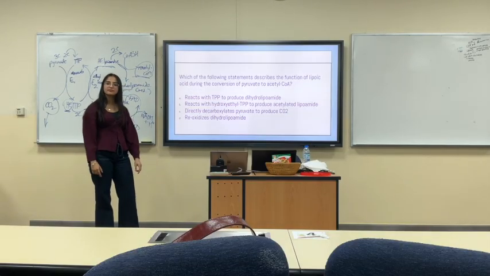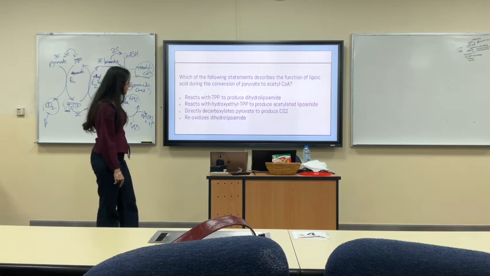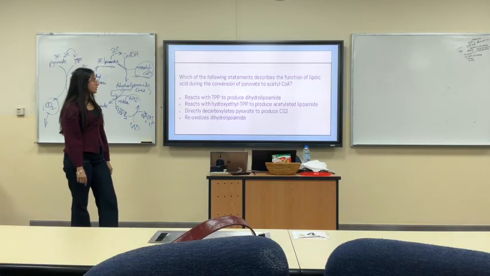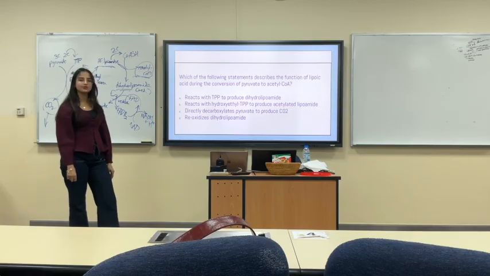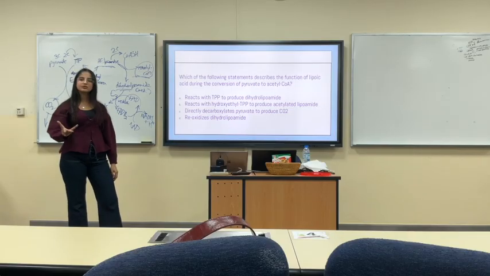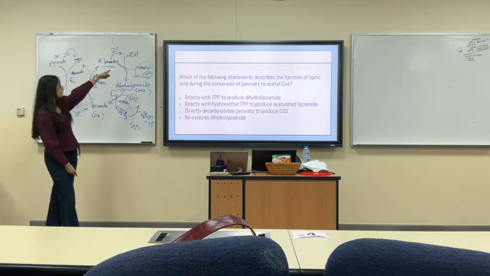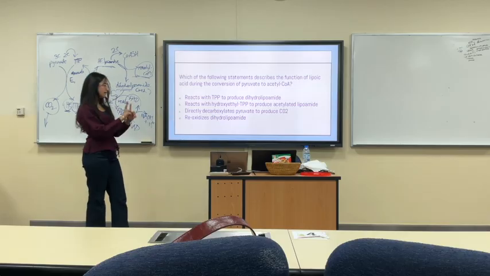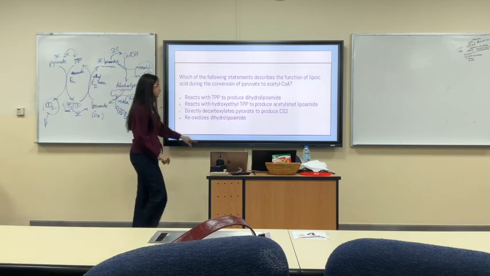Yes? Is it acetylated lipoamide or ethylated lipoamide? Hydroxyethyl TPP to produce acetylated lipoamide. So here we're talking about a 2-carbon compound. Generally, when we're talking about lipoamide, we usually use acetylated because it's a 2-carbon compound, and this acetyl group will be further transferred to coenzyme A to produce acetyl-CoA. But when it's with TPP, it will be called a hydroxyethyl group because it just depends on where the atoms are attached on the coenzyme.